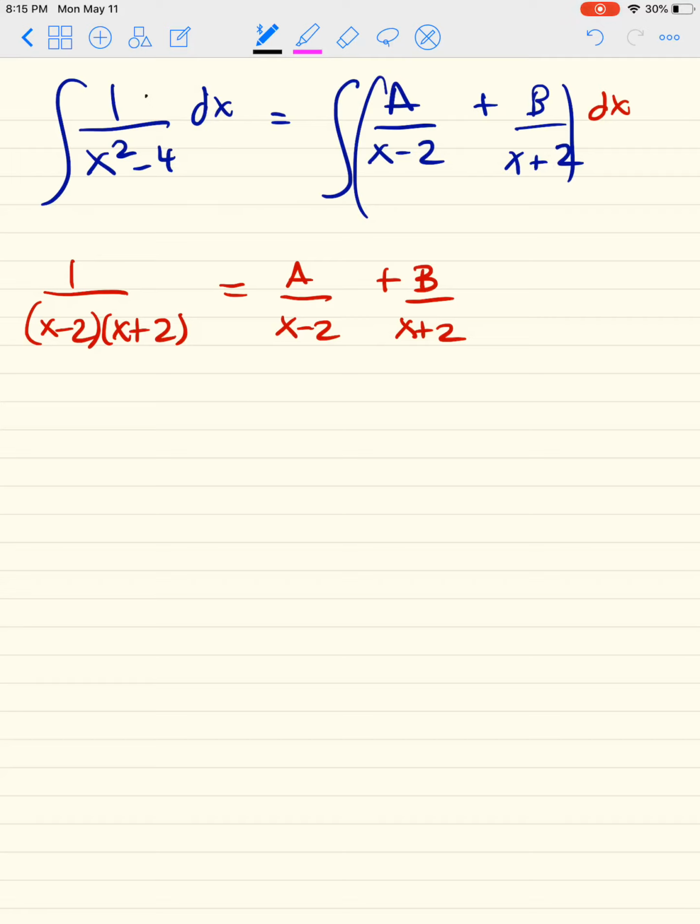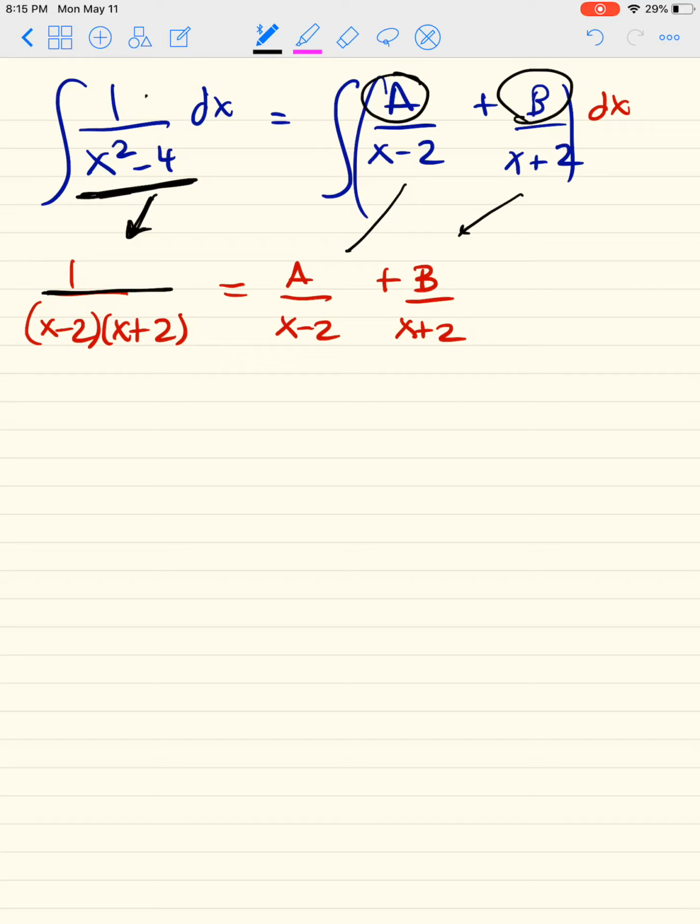I'm going to say 1 over x squared minus 4 is going to be some number a over x minus 2 plus some number b over x plus 2. That's what the denominator gives us. So we have to solve for a and b first, and then the rest of it is going to be so simple. So 1 over x squared minus 4 is the same thing as 1 over x minus 2 times 1 over x plus 2. A over x minus 2, b over x plus 2.